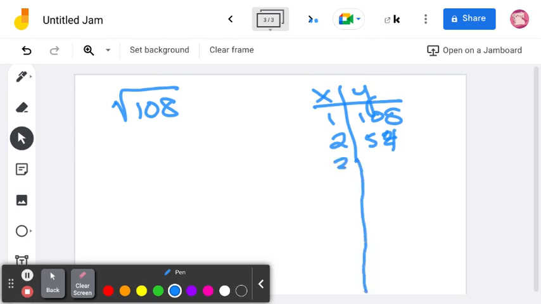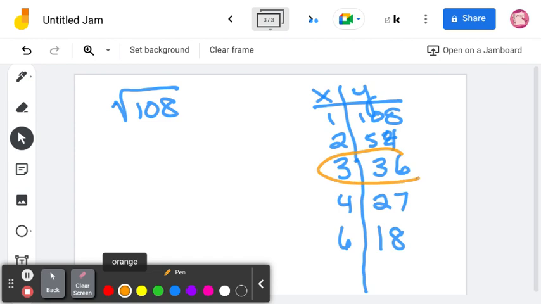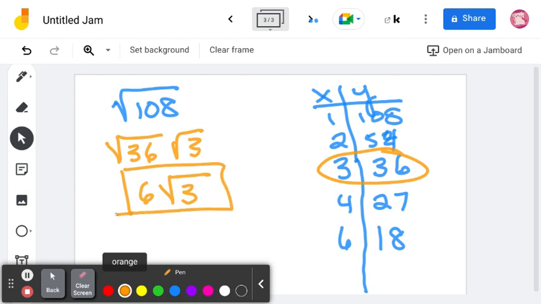3 times 36, oh, maybe it's that one. 4 times 27. At first I thought it was 4 times 27, but I know I can simplify. 6 times 18, I think it's this one. Because I know 36 is a perfect square, and I know 3 is just 3 times 1. So it's 6. Square root of 36 is 6. And then the radical 3 stays put.